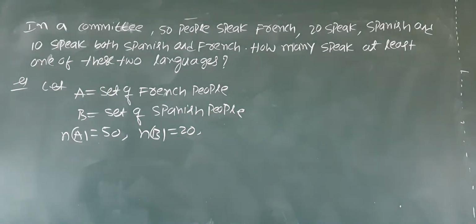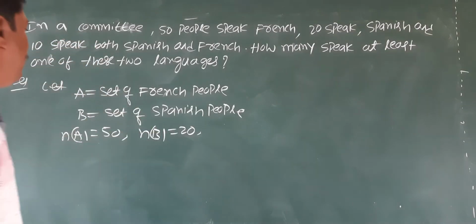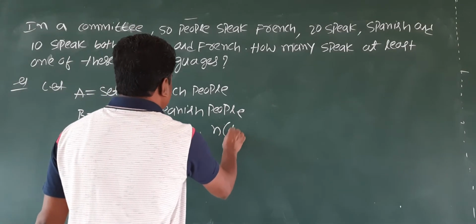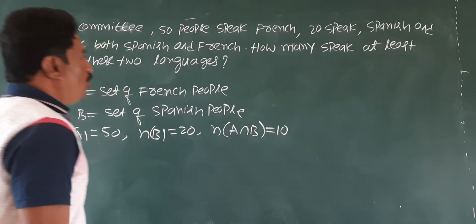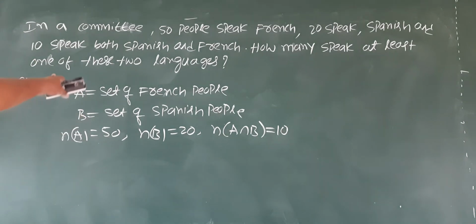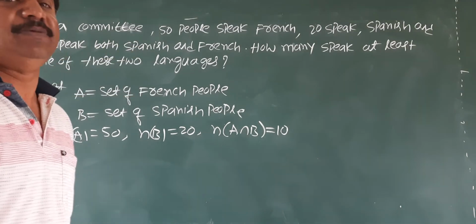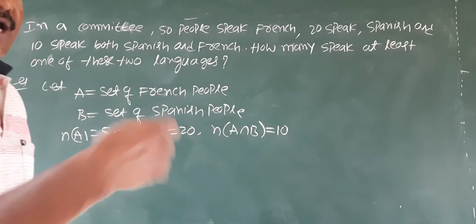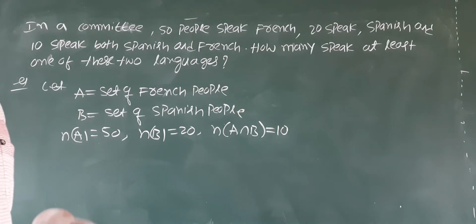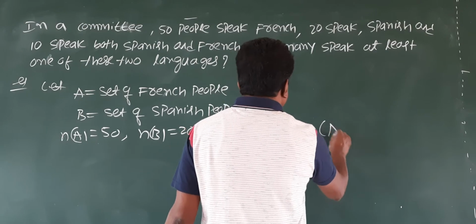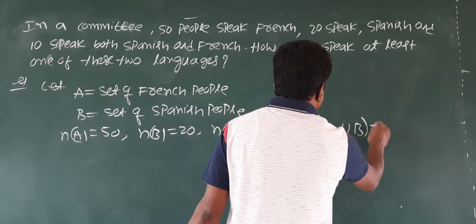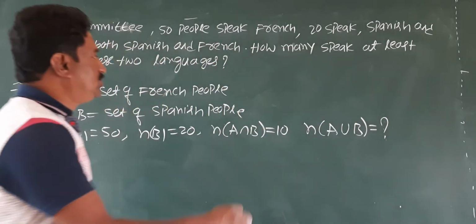So write, and 10 speak both French and Spanish. Both means common, the number of elements in A intersection B. So 10. How many speak at least one of these two languages? At least means either A or B. That is the number of elements in A union B, which is required. So write the formula and substitute.